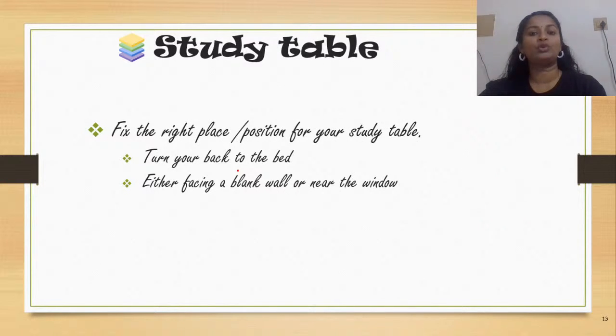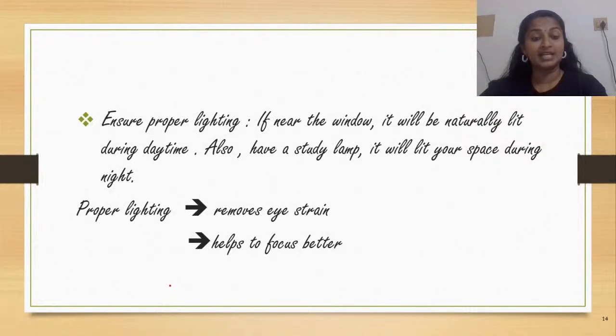You needn't have a special lighting on the table. If you're facing a blank wall also, it is okay because no other distractions are going to happen to you then. So that is fixing the right place and position for your study table. Now, what exactly is the next thing? Ensure the proper lighting.